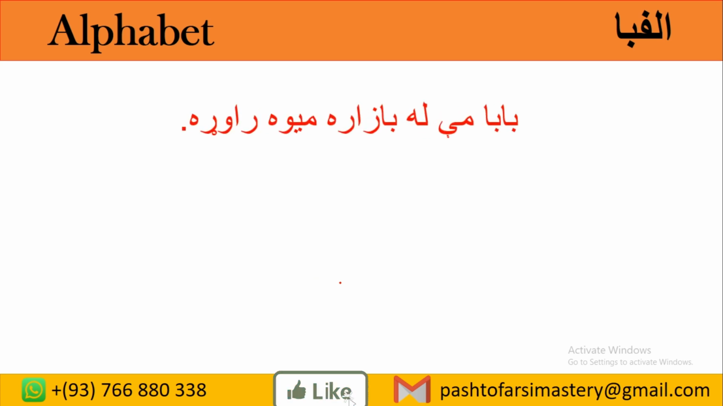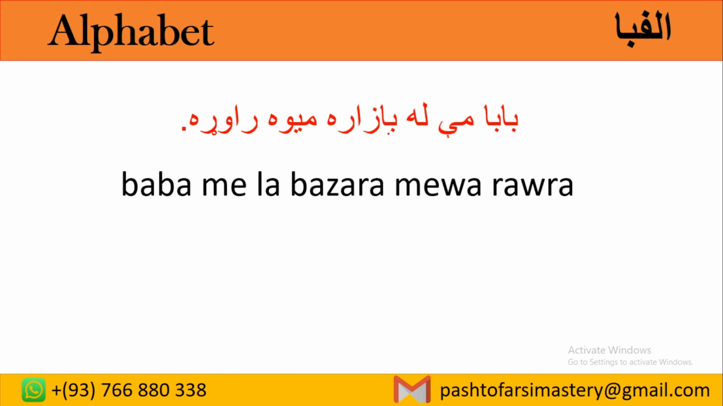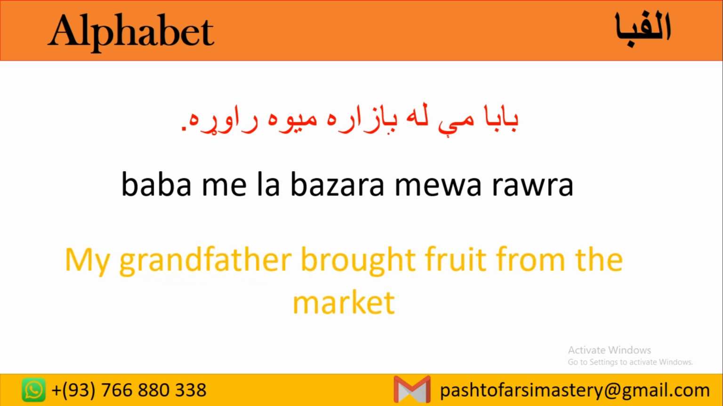بابا مې له بازاره میوه راوړه. Look, Baba, مې. This one is مې also. My grandfather brought fruit from the market. Baba means grandfather. Me, when it comes, it means my grandfather. Baba me, my grandfather. La bazara, from the market. Meva, fruit. Ravda, bring.